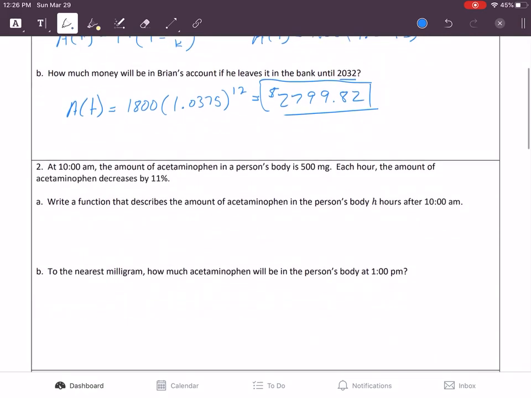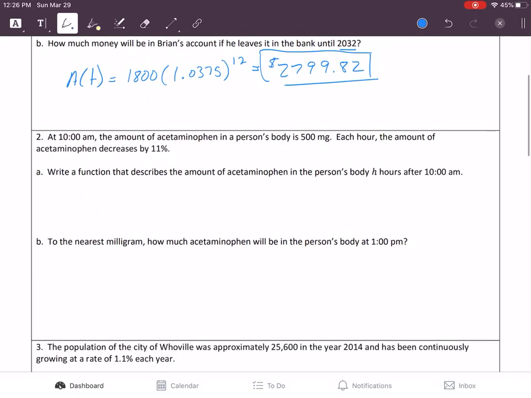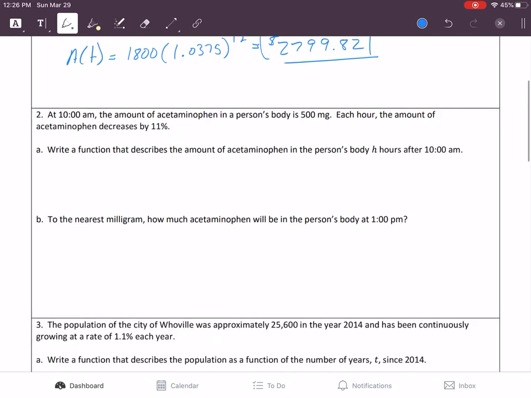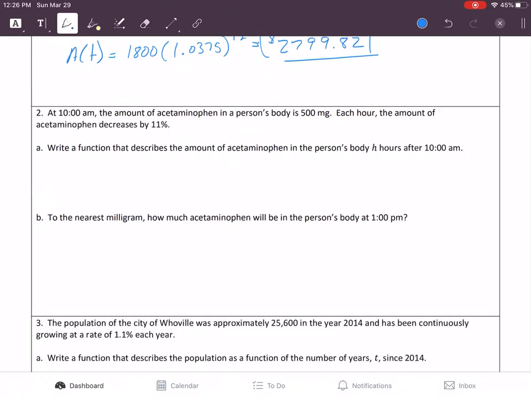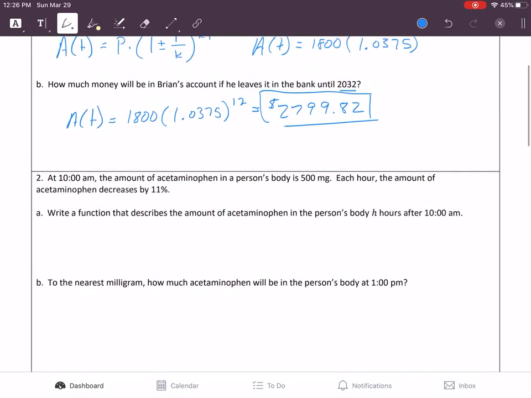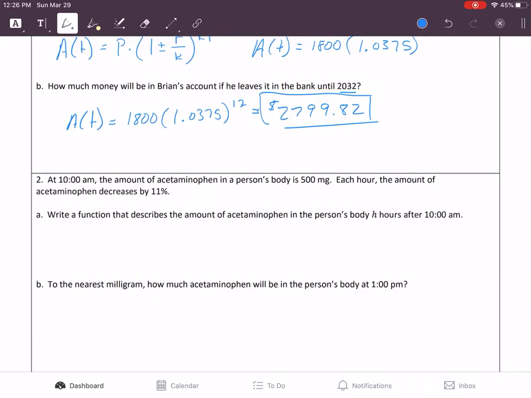All right, number 2. At 10 a.m., the amount of acetaminophen, which is the chemical compound of Tylenol, in a person's body is 500 milligrams. Each hour, the amount of acetaminophen decreases by 11%. So we're going to be using the same basic equation as before, but we're doing it in hours.